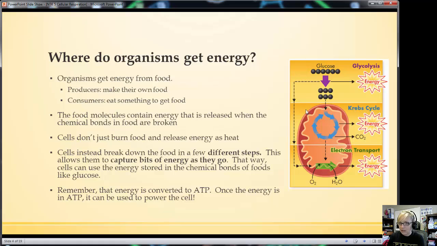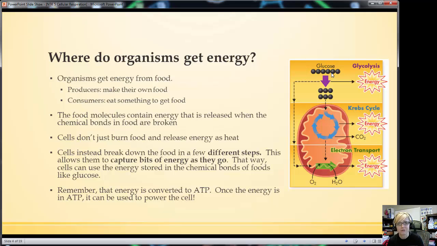These can get very detailed. You won't need to know all of the details, but you need to know the basic understanding that our cells don't just do one process and get all of our energy extracted from our food lickety split. Instead, they go through a series of different steps or stages to break that down. This allows them to capture bits of energy as they go through these stages. That way, cells can use the energy stored in the chemical bonds of food, like glucose.